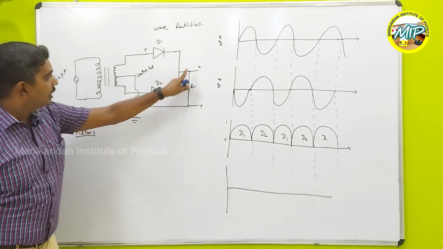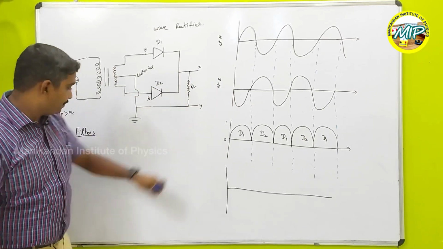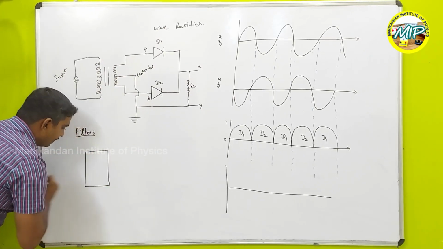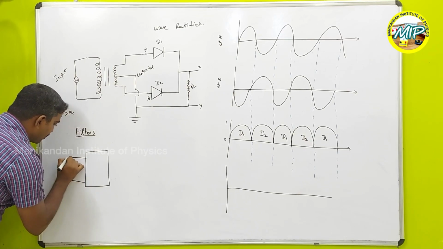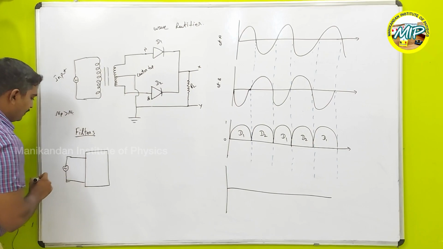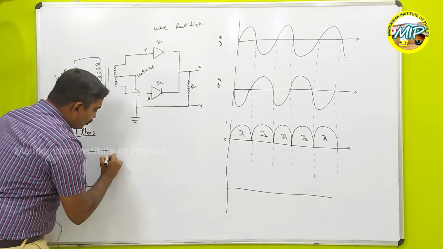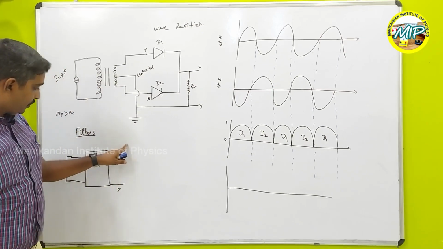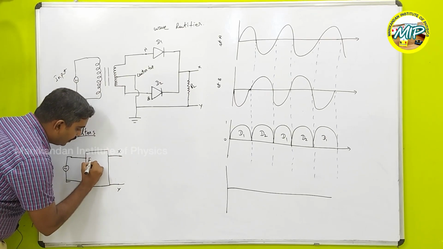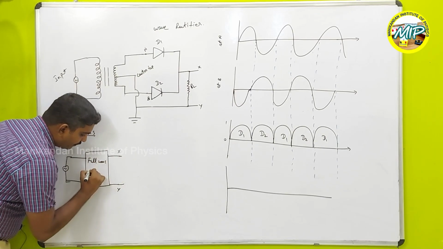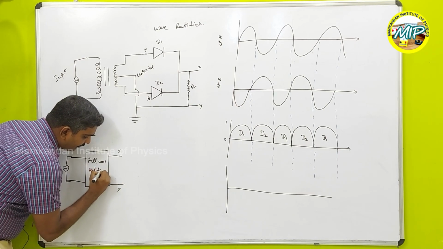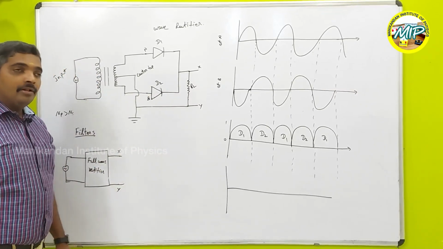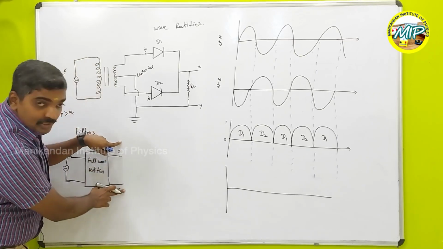Filters. So I am going to take the output from here. Instead of taking this entire diagram, I am going to take the rectifier. This is my input potential here, and this is my X and Y output here. So we have an input and output. So this is your full wave rectifier. I don't want to draw this entire thing again, so I am going to use this. I am getting this output at this point between X and Y.